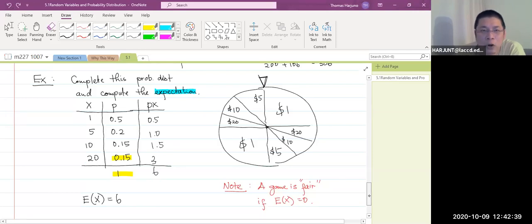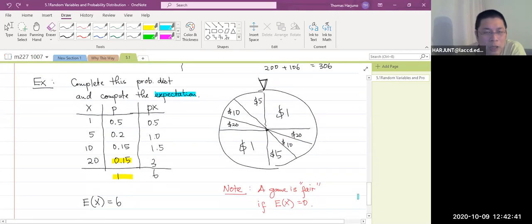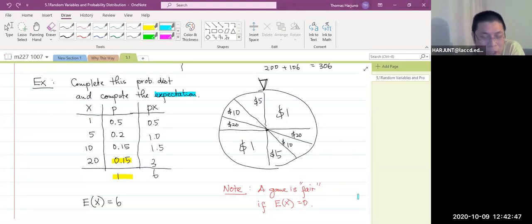This then later on was brought into the casino game. Basically, in a casino game, the expected value will be negative for you. In a casino game, the expected value will be negative for you.